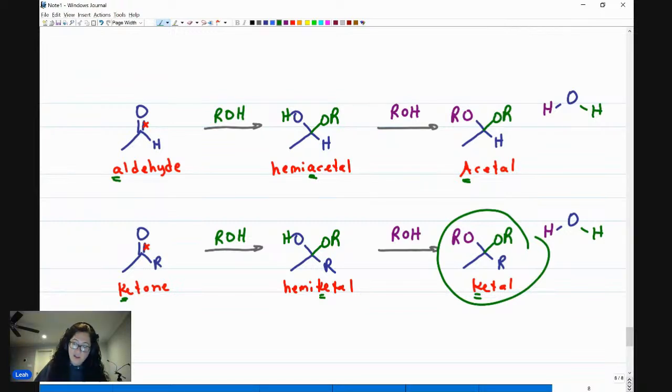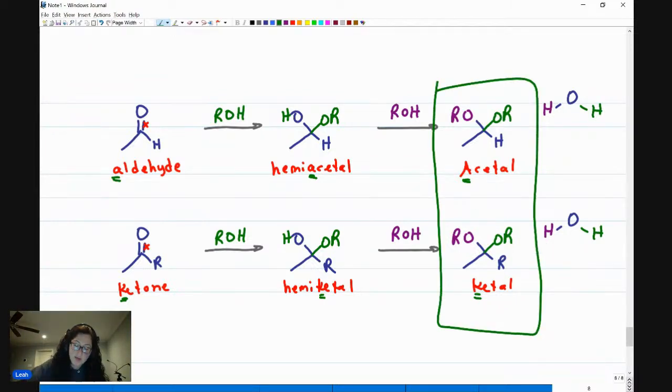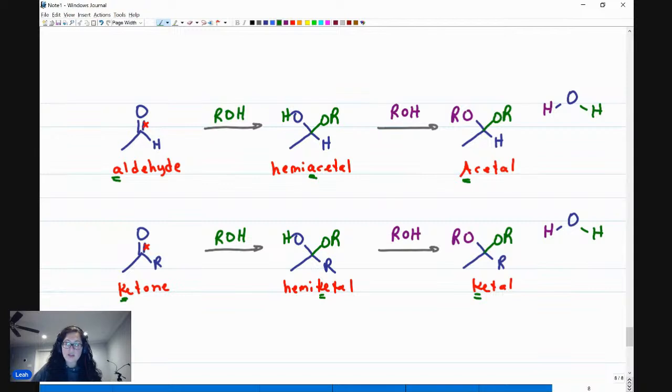Let me know in the comments if I'm wrong. That is not an acetal. So why do they call it an acetal? Very simple. The entire class of this functional group is the acetal, and within acetal, I have acetal and ketal.